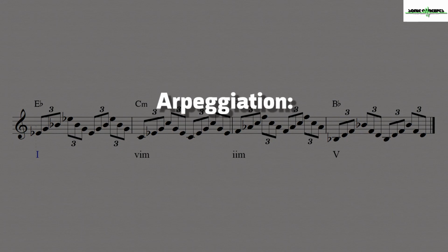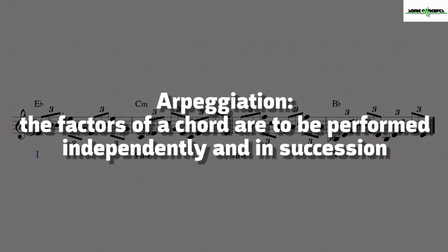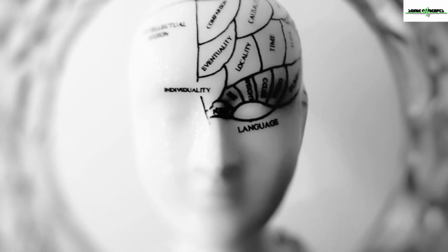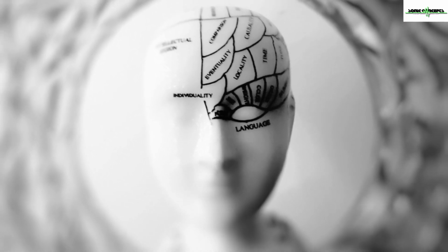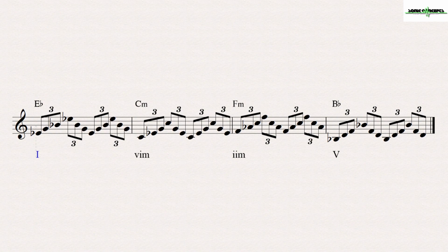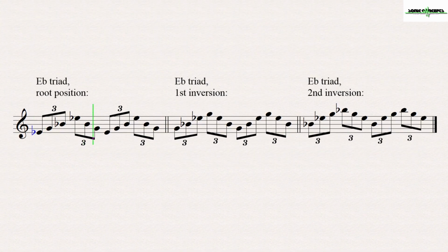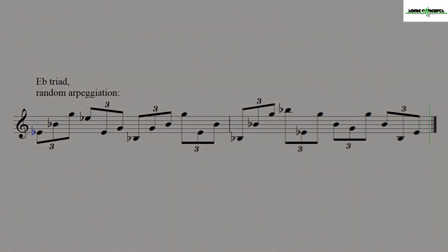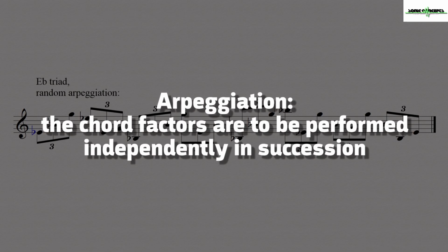Arpeggiation is a term which indicates the factors of a chord are to be performed independently and in succession, one right after the other. Chord factors are commonly played harmonically, but arpeggiation requires the chord factors to be played melodically. Interestingly, our brain interprets these chord factors as a chord even though none of the notes are played simultaneously. These arpeggiated chord factors can be presented in any order, such as inversions, or even in a random order. The central point is that the chord factors are to be performed independently in succession.